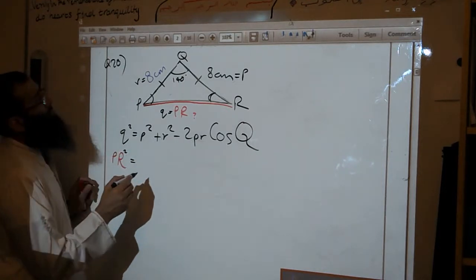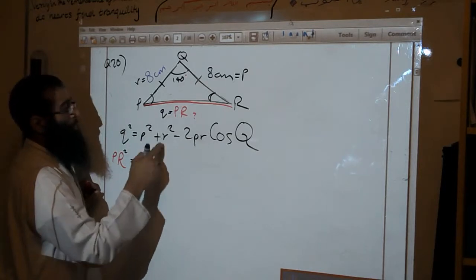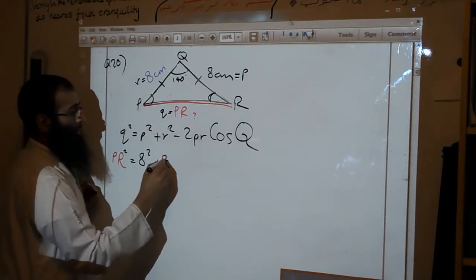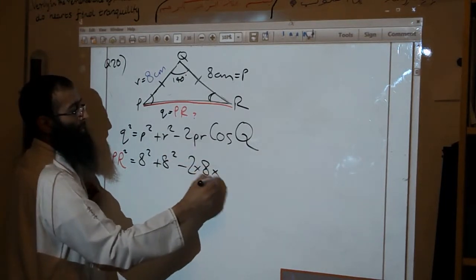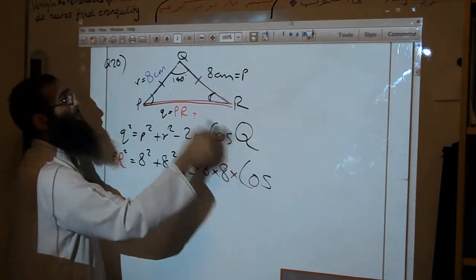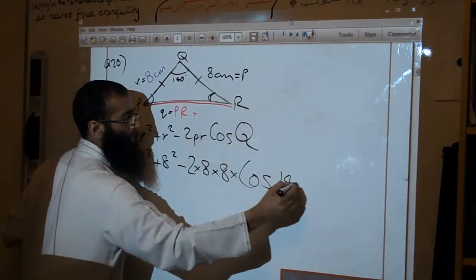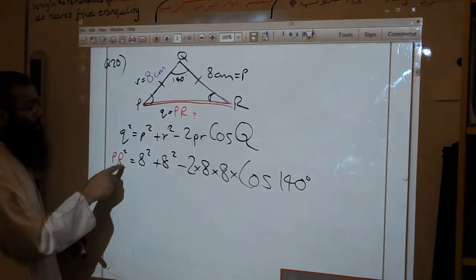What's little p? Little p is 8 centimeters. What's little r? 8 squared. And what's little p again? 8. And little r? 8. And what's big Q? Okay, so PR squared is all that.